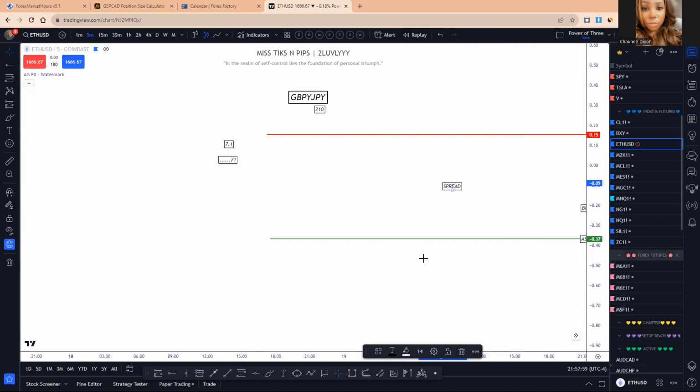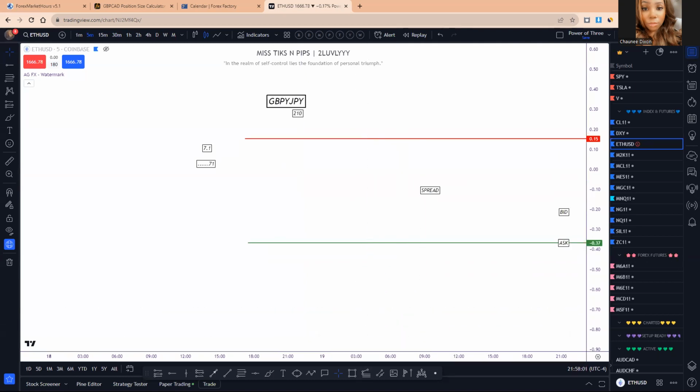All right, so next we're going to get into parts of a chart, what makes up a chart. So let me get this off of the screen here.